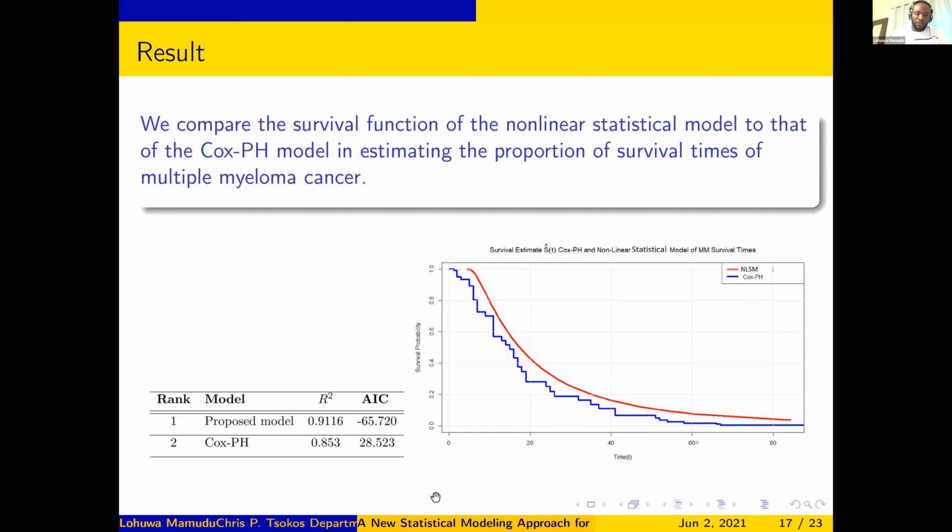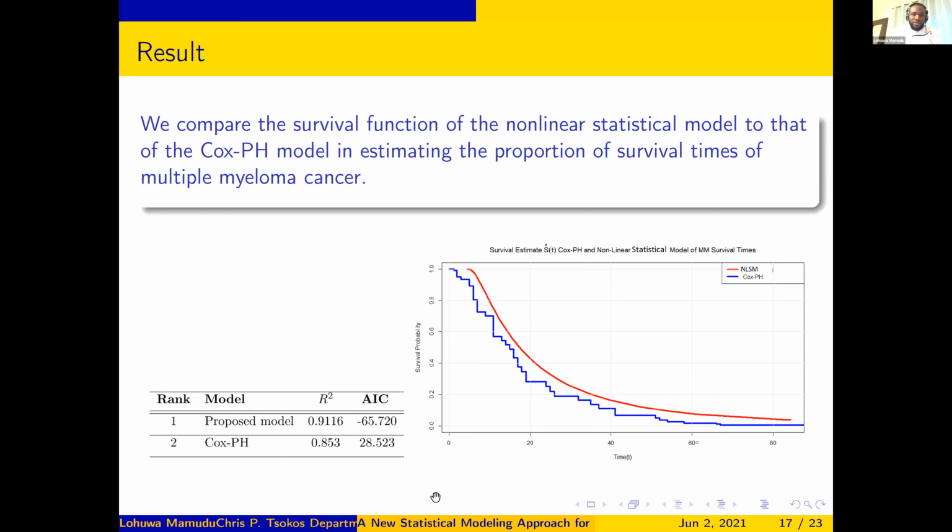AIC measures the amount of information lost within the model, which means the less information lost, the better the fit of the model prediction. We have an AIC of negative 65.72 for the proposed model, as compared to the AIC of 28.52 for the Cox proportional hazard model. So this indicates that the parametric approach is giving a better and more efficient prediction of the survival time as compared to the commonly used Cox proportional hazard model.